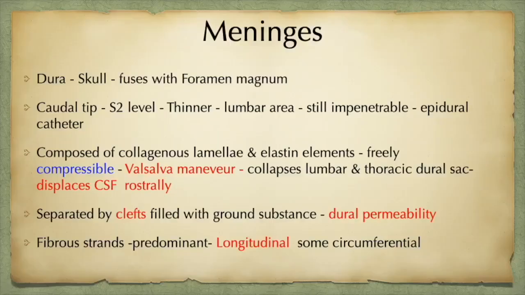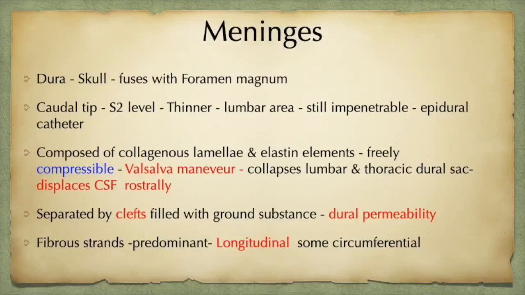Even a Valsalva maneuver by the patient usually collapses the lumbar and thoracic dural sac and displaces the CSF rostrally. The clinical importance is that following a spinal anesthetic, if a patient violently coughs or does a Valsalva maneuver, the anesthetic can easily spread rostrally and produce a higher level of spinal anesthetic blockade than what is expected to be there.